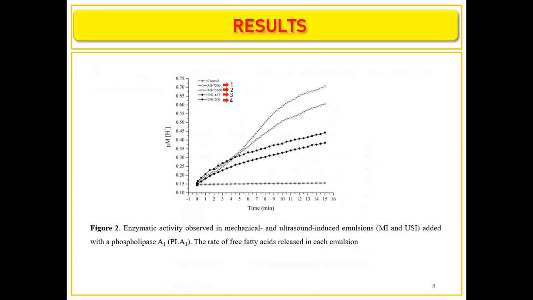About the enzymatic activity in each emulsion, we took the rate of free fatty acid released in each emulsion as the characteristic to evaluate the enzymatic activity. So we see that treatments 1 and 2 are those that have the highest rate of free fatty acid release, compared with the ultrasound induced emulsions.